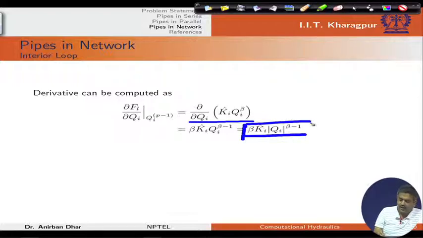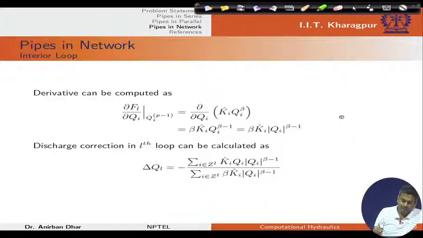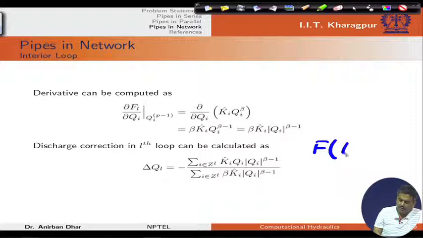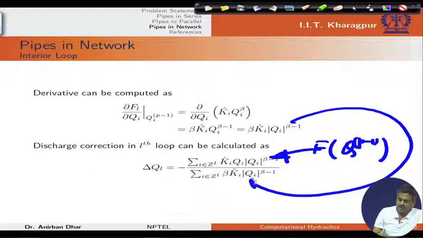This expression is utilized during calculation because we need to consider the direction of flow during calculations. So, now everything is clear, because for head loss or F calculation with Q to the power beta minus 1, obviously this is the thing, and for individual derivative calculation we are utilizing this. So, directly we are getting this quantity.